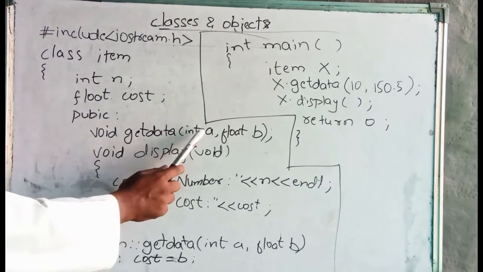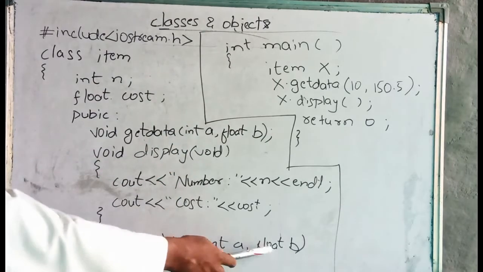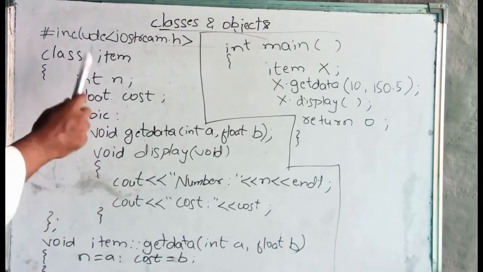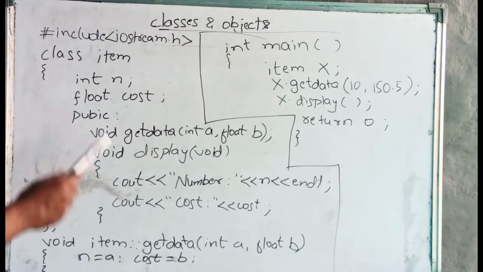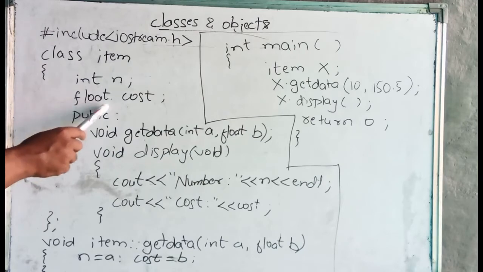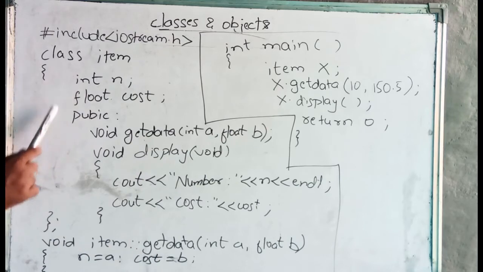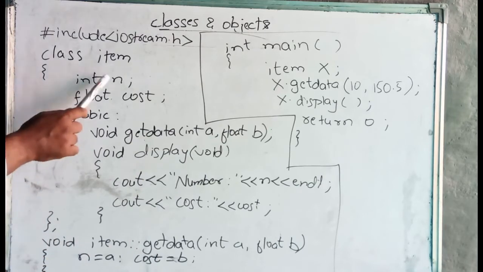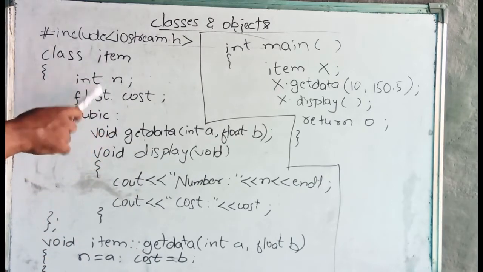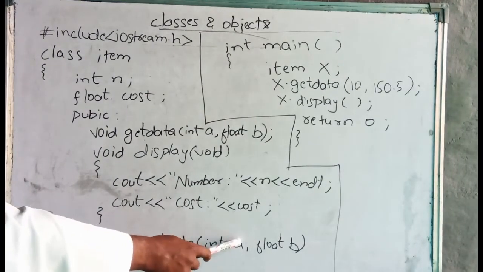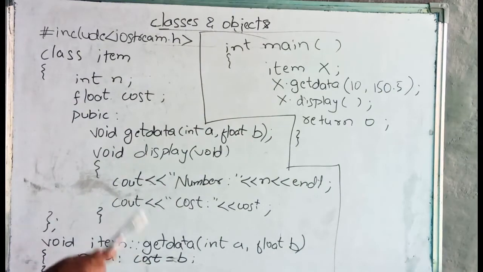Here the same parameters, two parameters are there. Here also we are passing two parameters. Within that I am initializing the values of n. See, remember n and cost are the members of item. These are the private members. So getdata is a member of the same class, so it can directly access the data members of the same class. Remember n is equal to a, cost is equal to b. The values we pass for a and b, we assign to n and cost.